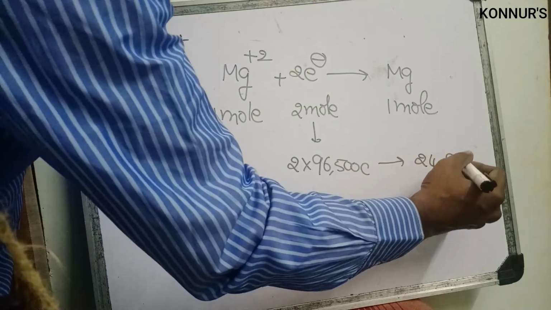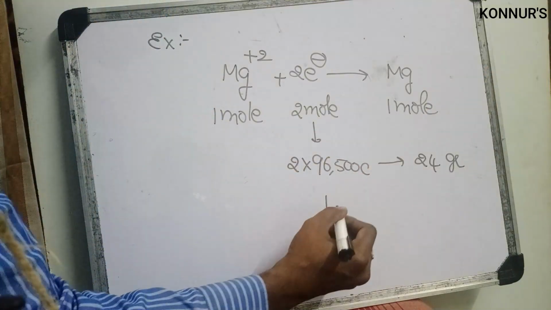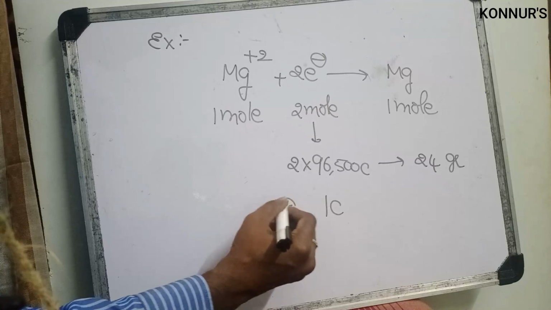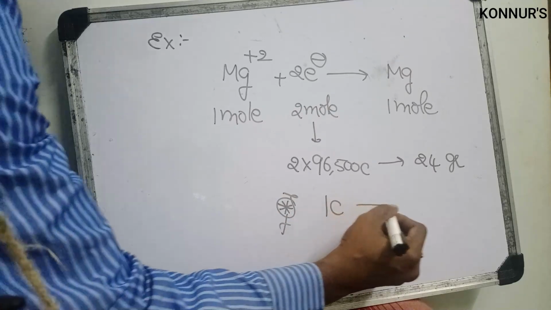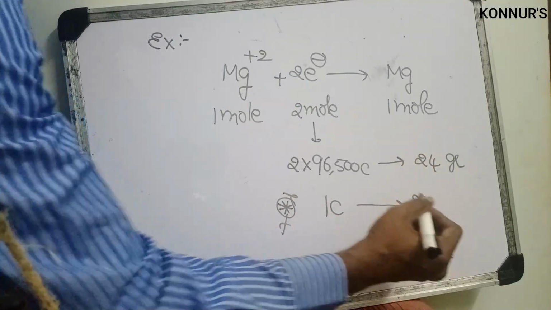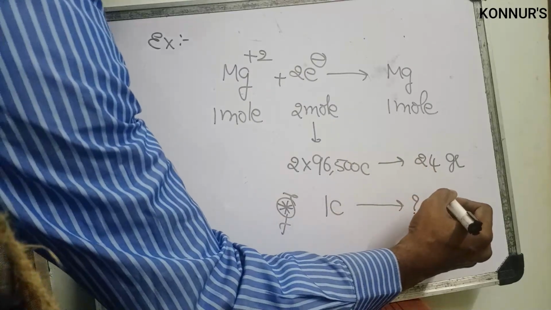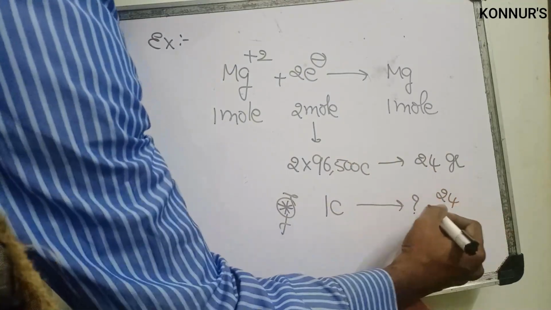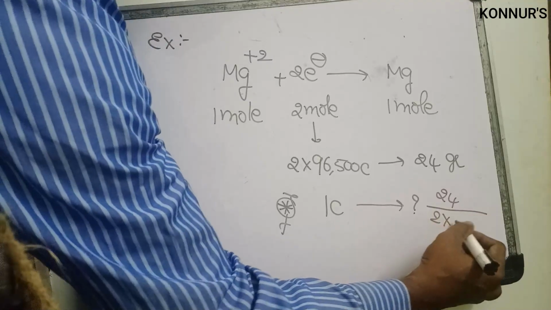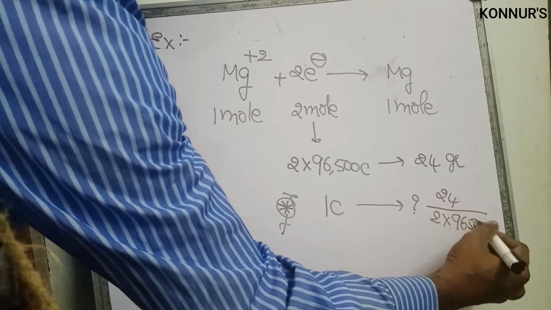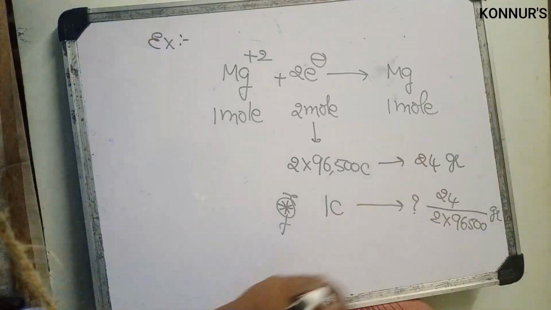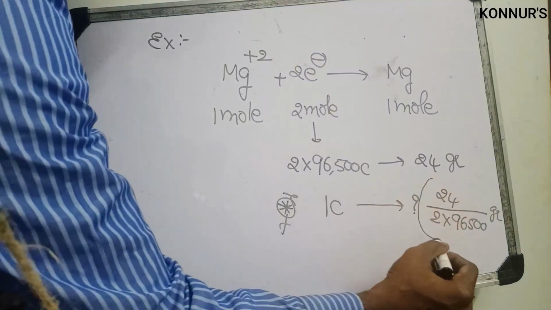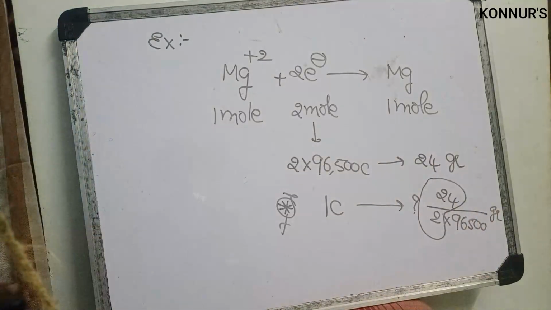24 grams. Suppose you concentrate. If we are sending 1 coulomb current only, how much is deposited? So you take a cross multiplication. That is 24 by 2 into 96,500 grams will be deposited. What is 24 by 2?